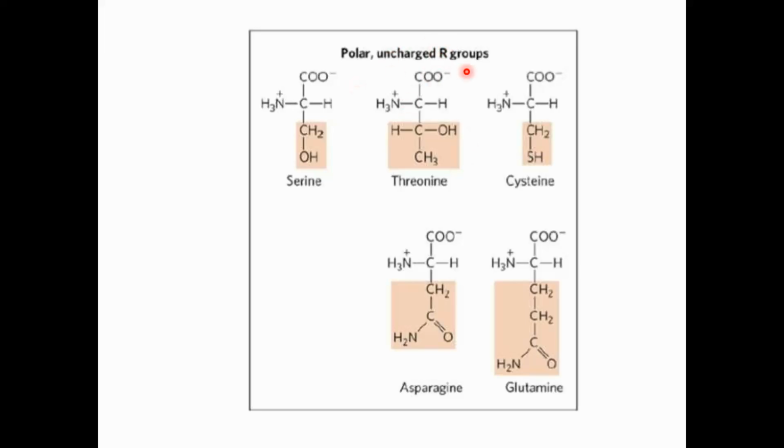So we have two things here: amino acids that have an R group, but the R group is uncharged, and still these amino acids are polar. So we can see why these are polar, although they have an uncharged R group. We have serine, threonine, cysteine, asparagine and glutamine. All of them have the same amino group, carboxylic group and hydrogen atom, and then the highlighted R group would change.